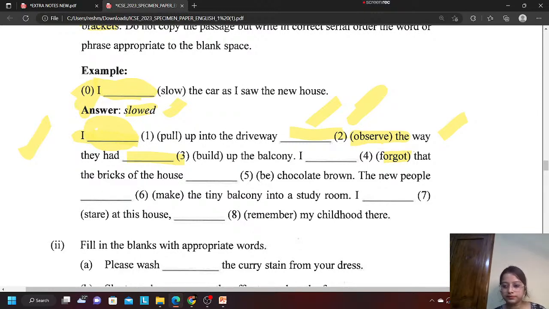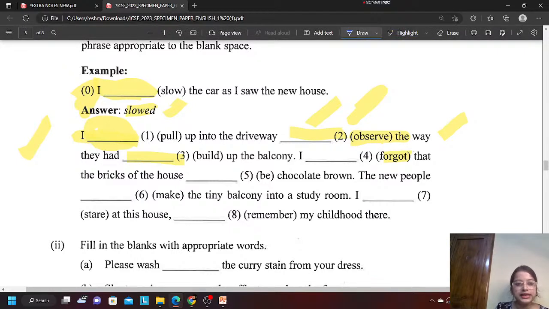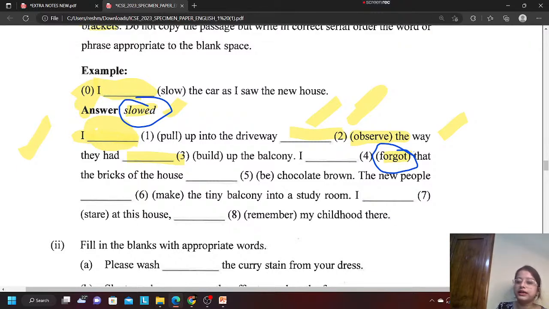Okay, I've got one. Others? Checking. Let a few others answer. See, I will give a hint; others, think on that line and then answer. I dash that the bricks of the house dash chocolate brown. The word forgot is here. Before he came, something had happened that he had forgotten. That means it is going to be what? Had forgotten. If something happened even before the past, it is going to be had forgotten.